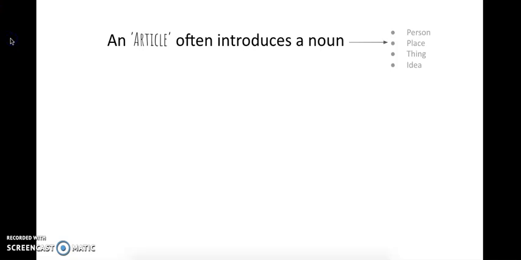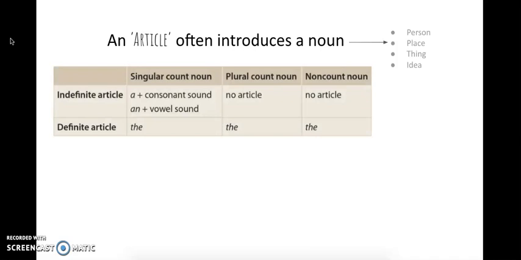Okay, so let's have a look at some examples. Well, to begin with, it'd be good to start off with what types of articles there are. There's two types of articles. There's an indefinite article or there's a definite article. We'll speak a bit more about this. First and foremost, let's talk about an indefinite article.